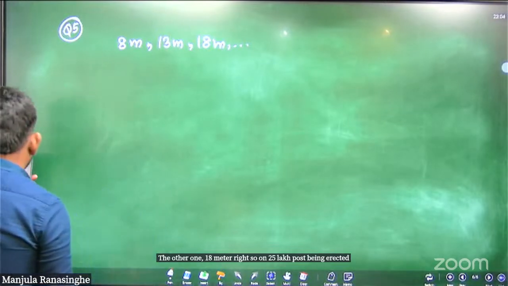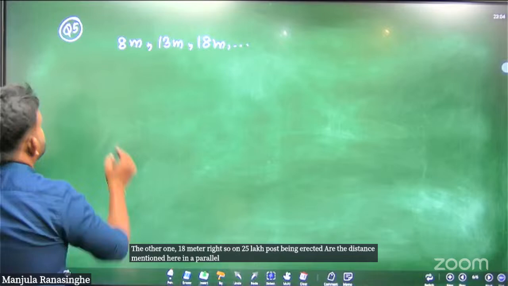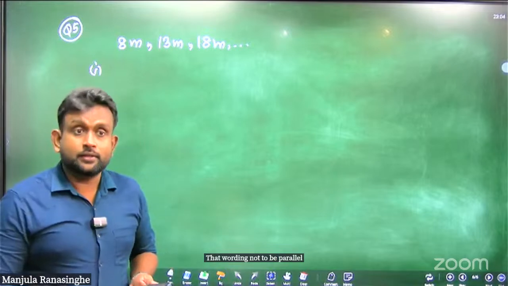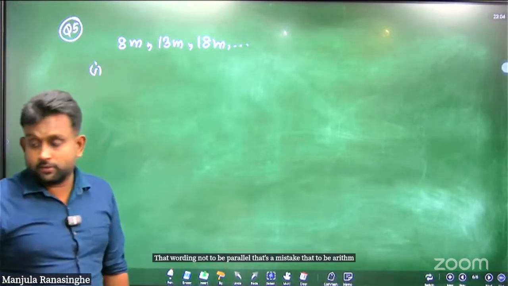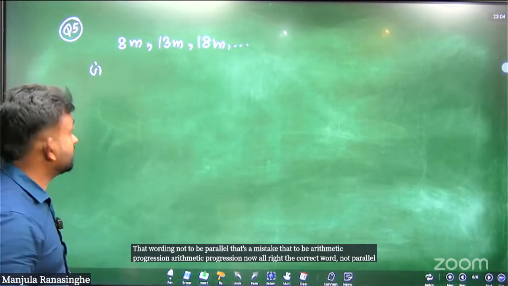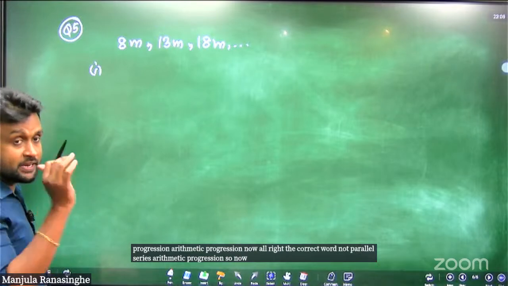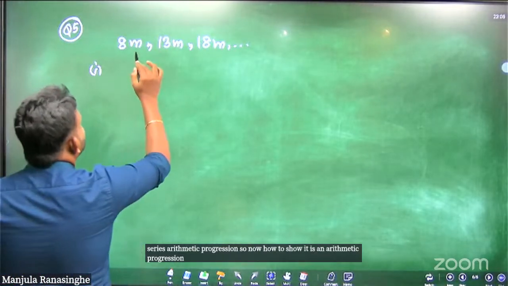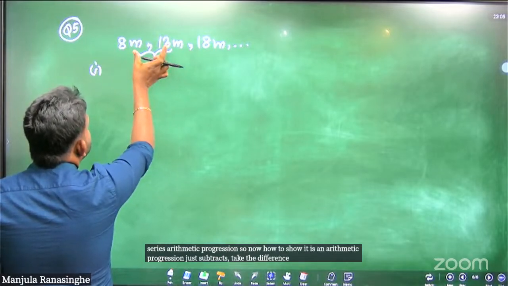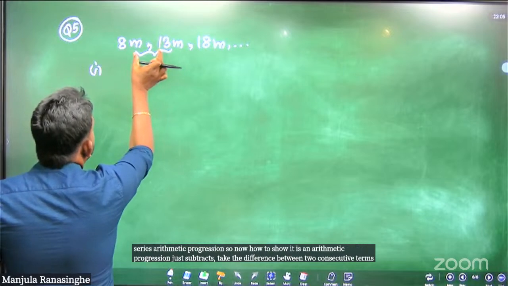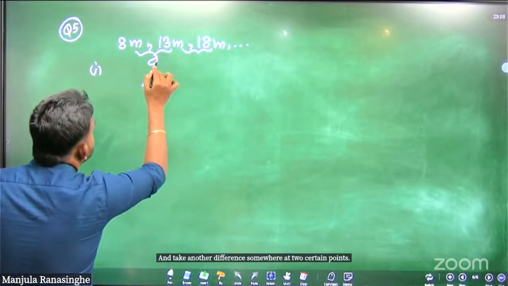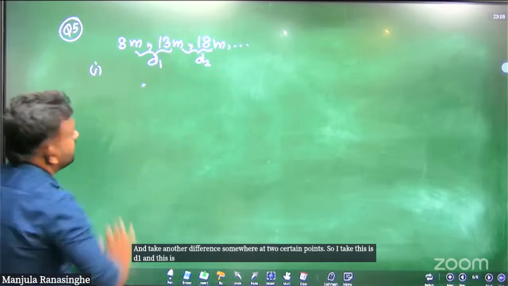Are the distances mentioned here in a parallel series? Give reasons. Right, that wording, parallel, is a mistake. It should be arithmetic progression. The correct word is arithmetic progression, not parallel series. So how to show it is an arithmetic progression? Take the difference between two consecutive terms at a certain point and take another difference at another point. I take this as D1 and this as D2 and check.